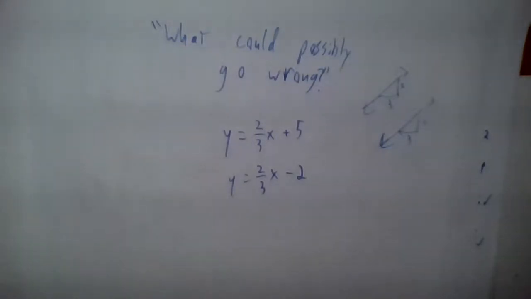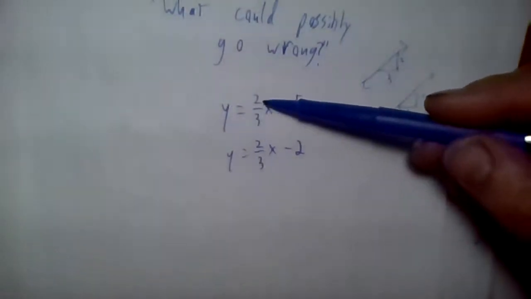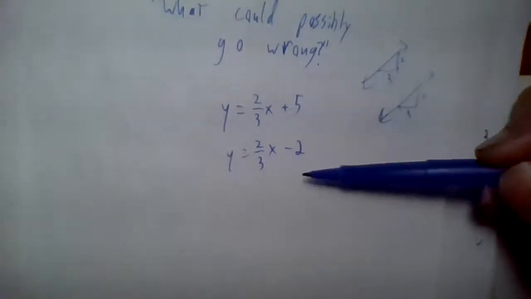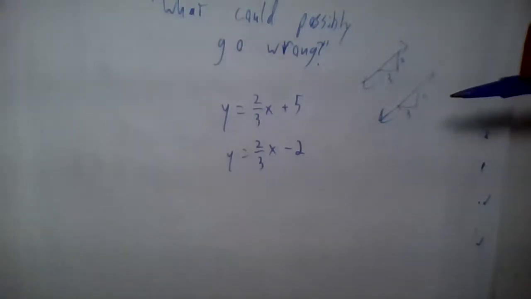I think this one's kind of obvious if it's written that way, because you're looking at this and saying y is 2/3 x plus 5, but y is also 2/3 x minus 2. Well, it can't be both of those things, right? So there's no solution to it. But they can hide a lot better than that.